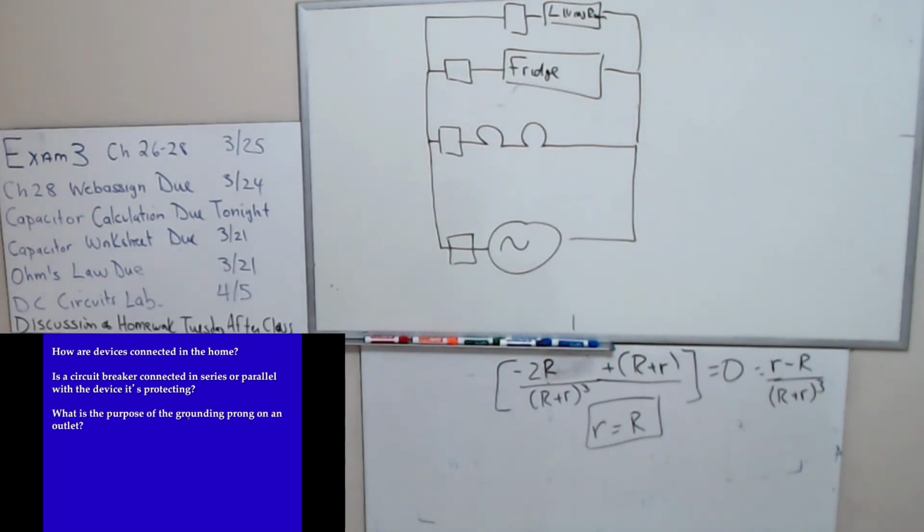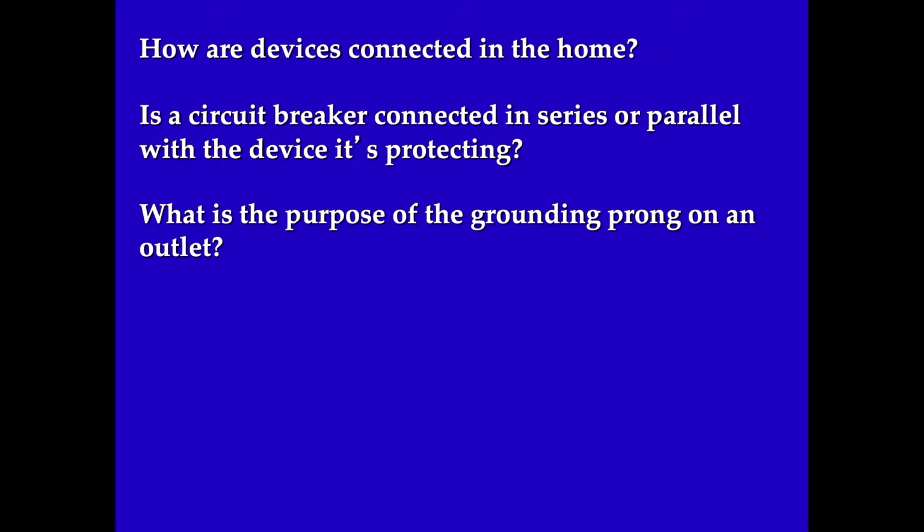What's the purpose of the grounding prong? It's to protect you in case of a short. In the old days, we didn't have a grounding prong, so if you were using a washing machine and there was a short, you touch the washing machine, you're dead. Okay, so that's the purpose of the grounding prong. So the chassis, the body of the washing machine, is grounded.